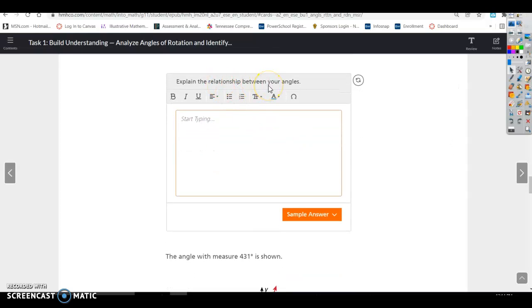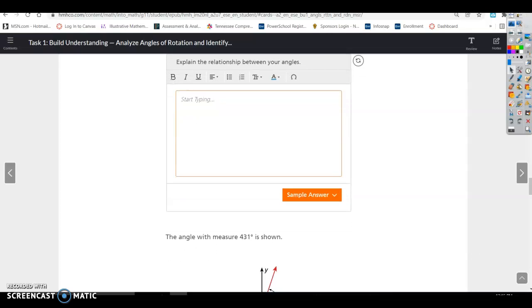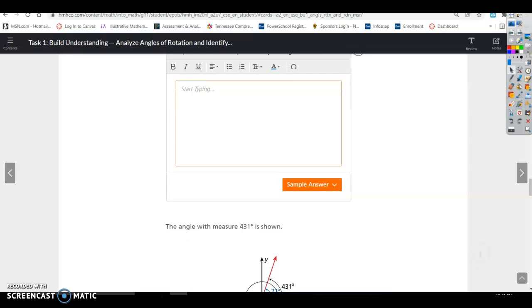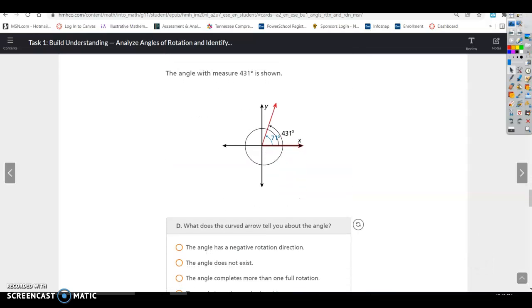Explain the relationship. All right, like I said, it'd be like the absolute value of the two angles would equal 360 degrees. And the reason I say absolute value is because if you have a positive and a negative, if you just add those two, then it would look like subtraction. And you want to do the absolute value because you're actually looking at the two angles together would equal 360, regardless of the direction they go in.